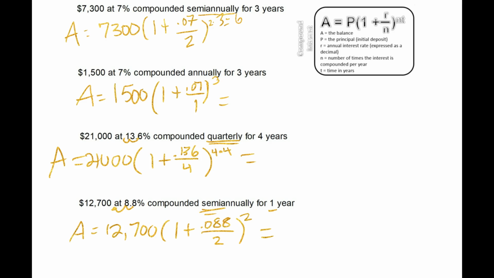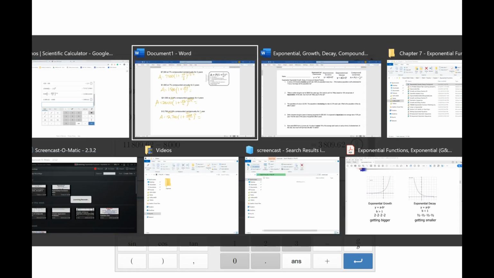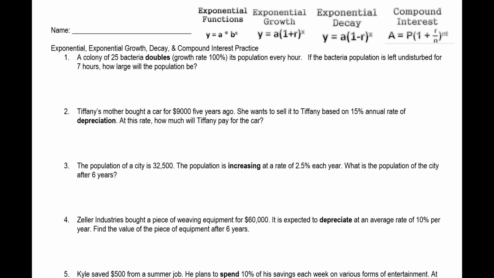So let's go over this worksheet, because that's what y'all are going to do for the rest of the day. On this worksheet, your name goes here. And I give you the 4 formulas that you're going to use. Exponential functions. All of these formulas come from this formula right here. But there are times you only need this formula: y equals A times B to the X. The time that you need this formula is when they automatically tell you the growth rate or the decay rate. Hence, number 1.